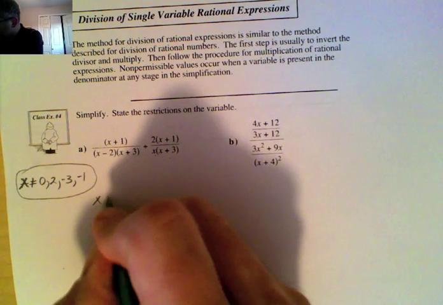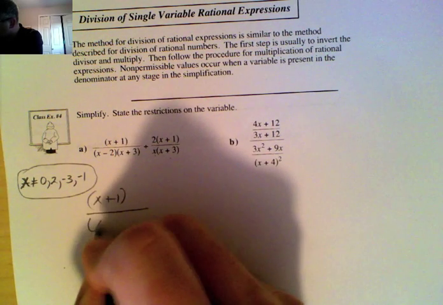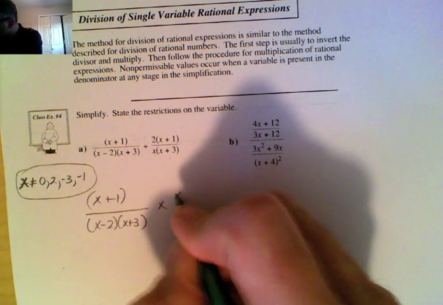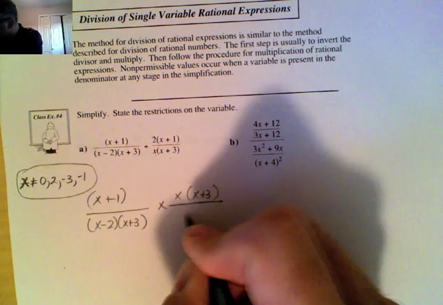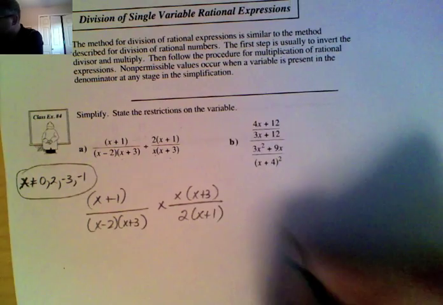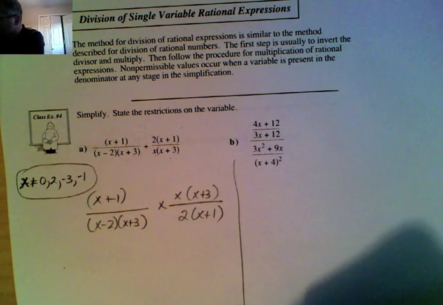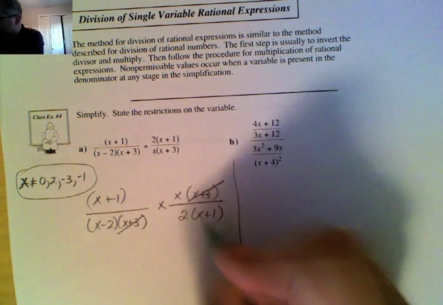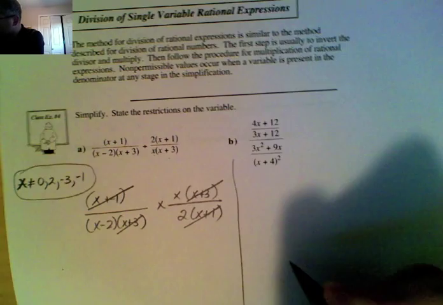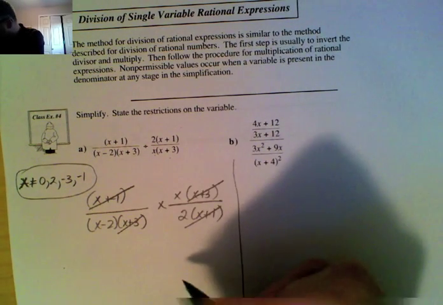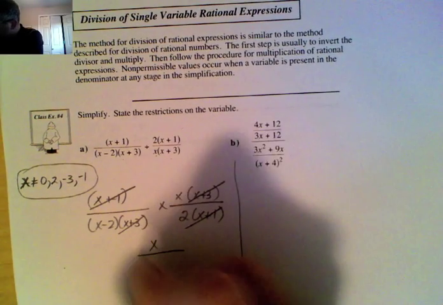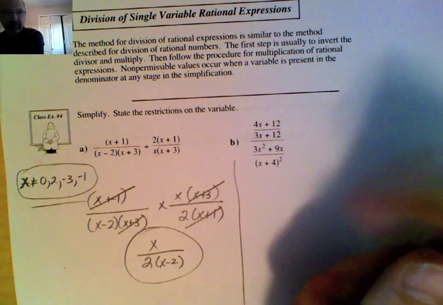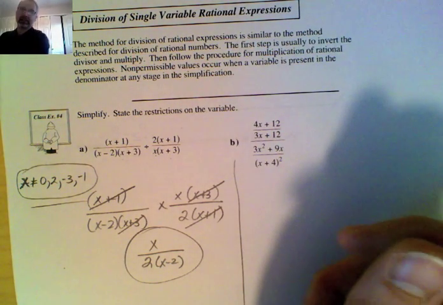Second thing we're going to do is copy down that first rational expression, and then we are going to invert and multiply the second rational expression. So now we're going to start simplifying things. X plus 3 eliminates x plus 3. X plus 1 eliminates x plus 1. So if I look at what I'm left with, x in the numerator, and I'm left with 2 times x minus 2 in the denominator, with my restrictions that I've already stated.